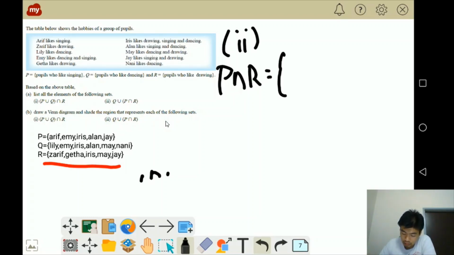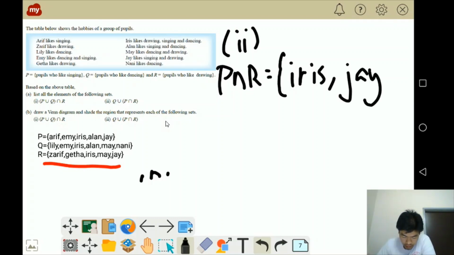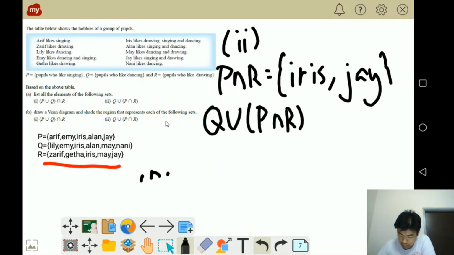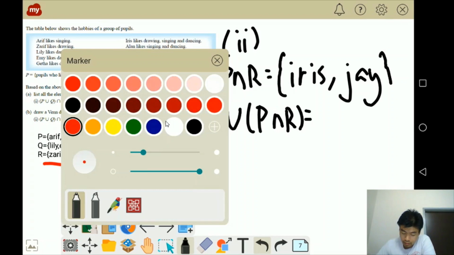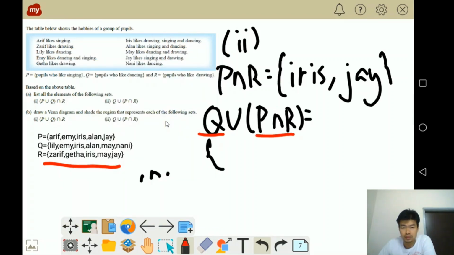Iris. What else? J. P and R, Iris and J only, right? Okay, good. So this is P intersect R. So Q union P intersect R is simply what? Simply add up all the elements for Q and P intersect R.